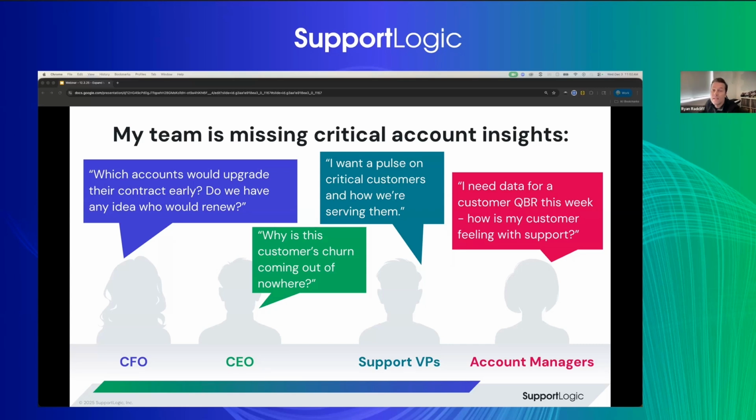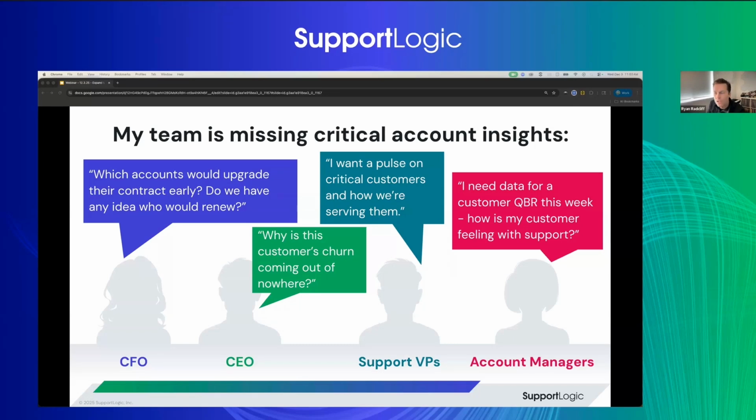So every executive is asking these same questions, right? Who's going to renew early? Where's the churn hiding? Why did this account surprise us? And these questions aren't a sign of failure. They're really just a sign of missing that visibility that we're talking about. So let's get into some of these universal methods that can help you even if you're not using Expand.